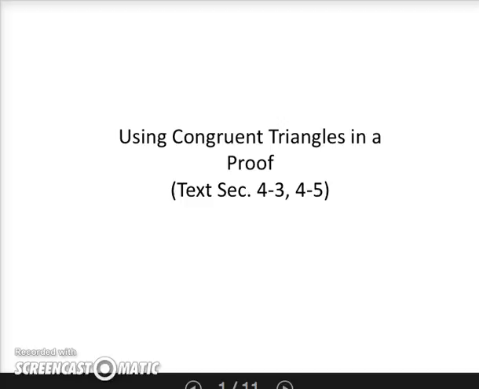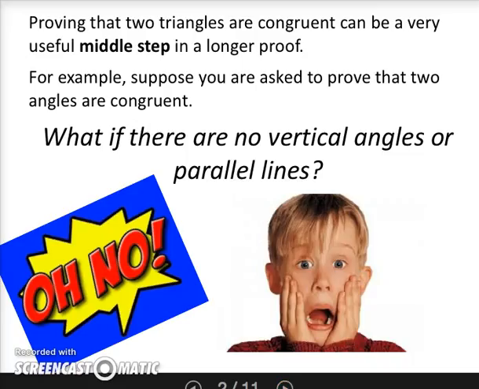This video is about using congruent triangles in a proof, and it comes from your text sections 4-3 and 4-5 combined. Proving that two triangles are congruent can be a very useful middle step in a longer proof. That doesn't always have to be the end goal. We can use it along the way.